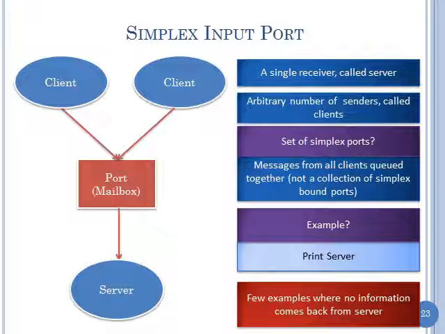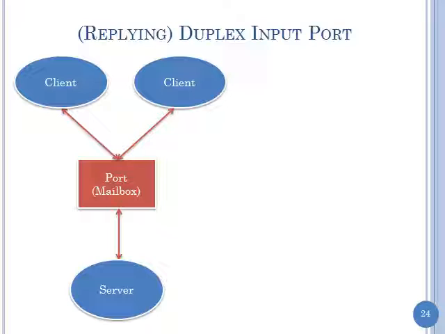So, a few examples where no information comes back from the server, which is kind of what we will see. But again, sensor data and printing are all good examples. And what would duplex port semantics really mean? Let's try to figure that out.